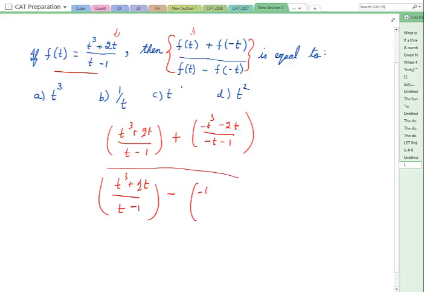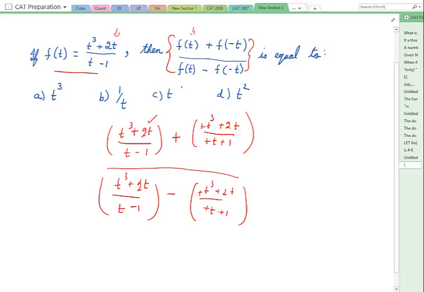Minus t cube minus 2t over minus t minus. Now, before you go ahead and add and do all these calculations, which might get very cumbersome, it's useful to see that t cube plus 2t is common to both the expressions. This is t cube plus 2t, and if you take minus common, this becomes t cube plus 2t as well. What we'll do is cancel minus on the numerator and denominator of this function. So this becomes t cube plus 2t by t plus 1.